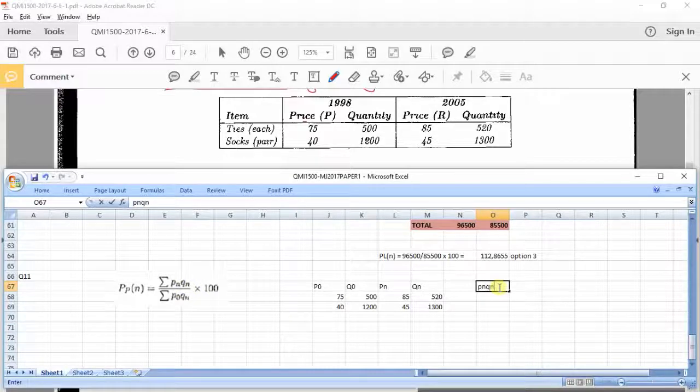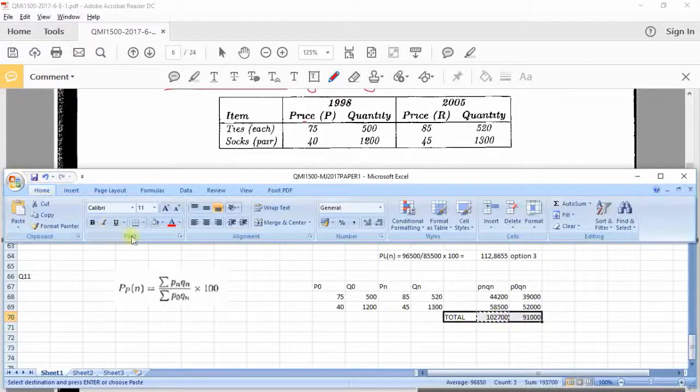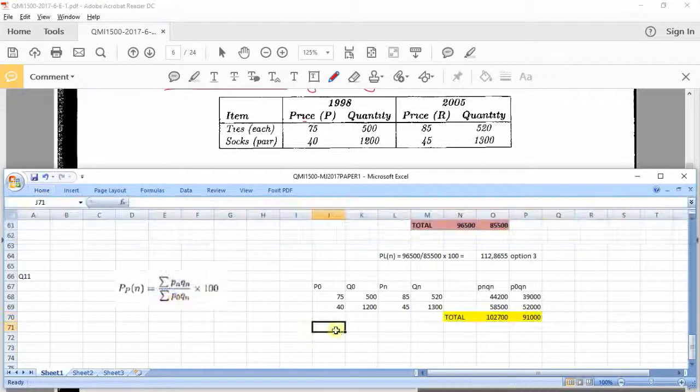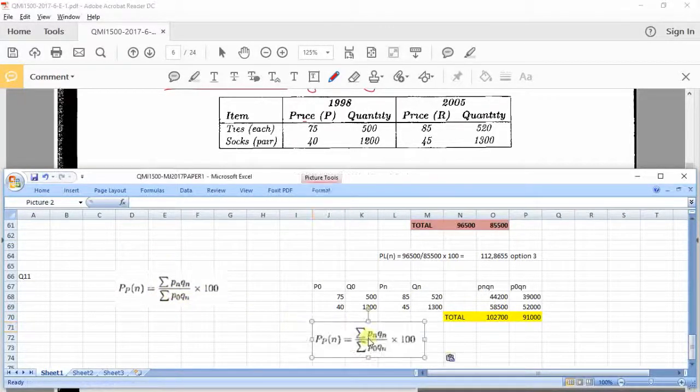So now what do I need for POSHK? I need Pn times Qn. So write a column, Pn, Qn. So how am I going to get Pn, Qn? Pn times Qn, there it is. Then I need to do the same thing for P0, Qn. So P0 is there times Qn is there. Then I total it. Get that and that. That's what I need.